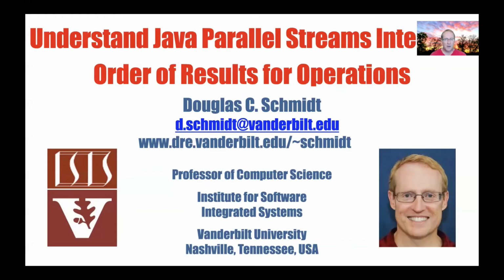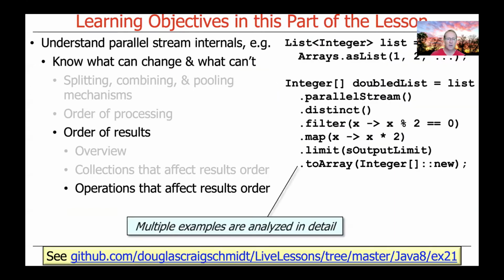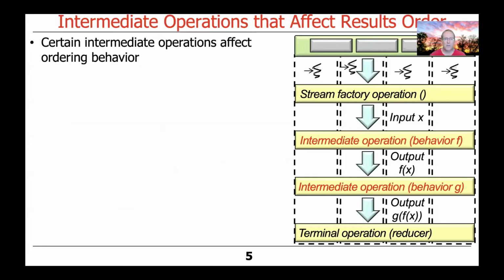So the last topic I want to cover in this particular section focuses on the order of results for the operations that we're performing, which, as you know, can be intermediate operations, terminal operations, and so on. Once again, we're going to look at some examples here from the EX21 folder in my GitHub repository, so feel free to follow along. Let's talk first about how different intermediate operations can affect the order in which the results are produced.